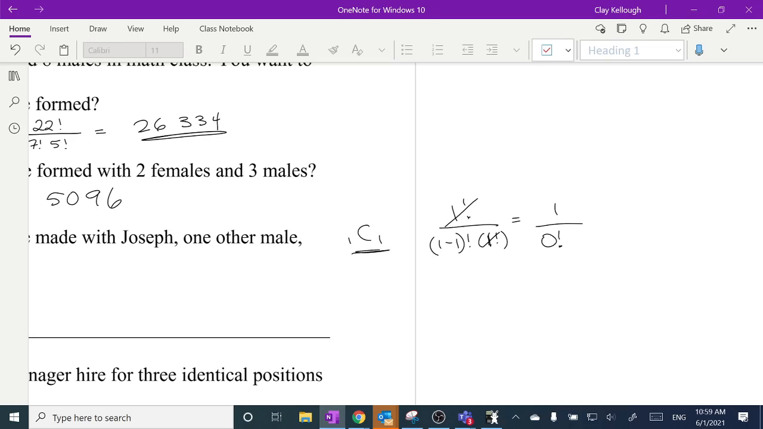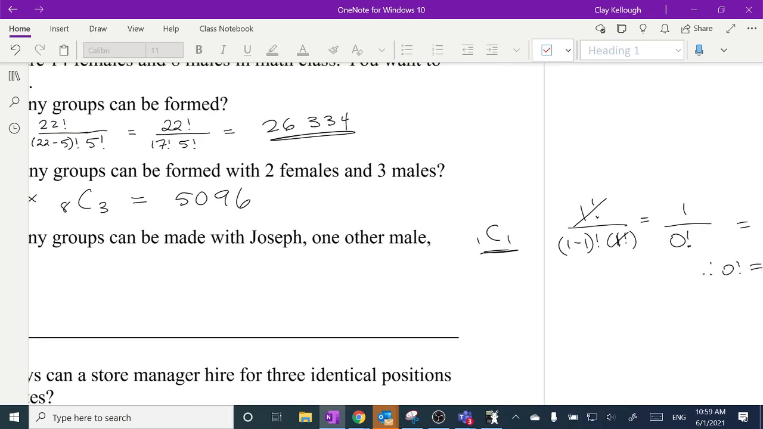There's a 100% probability that if I have a hat and I throw Joseph in the hat, what's the probability that when I reach into the hat I draw out Joseph? 100%. This has to be 1. Right? Therefore, 0 factorial must be 1 by definition. So anyway, we're not going to bother ever writing 1C1.